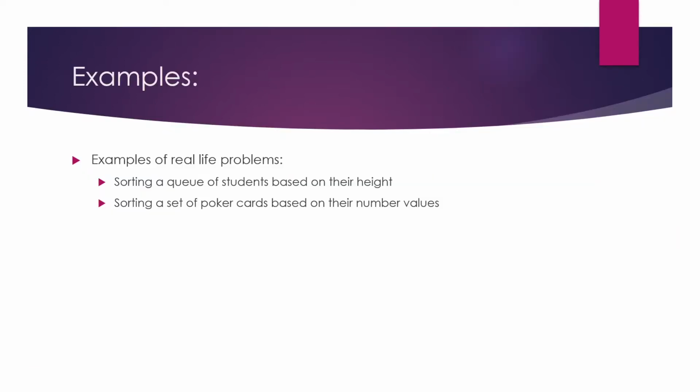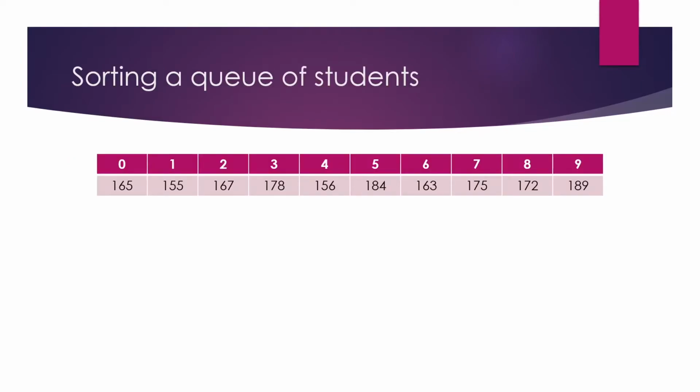Without further ado, let's get to the main point of my presentation. The two examples that can be solved by using the quicksort algorithm are sorting a queue of students based on their height, and sorting a set of poker cards based on their numerical values. I will explain how quicksort will operate to solve the given problem. Let's say these are a queue of students' heights. As you can see, the queue is not sorted.